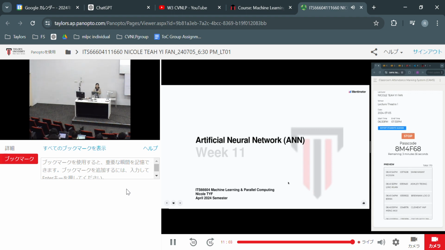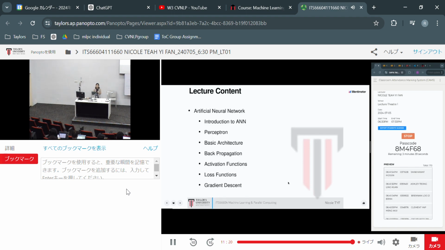So for today, we will be going through some of the basic principles that we need to know when it comes to artificial neural network. We'll first introduce you to ANN, then the basic unit of artificial neural network, which is the perceptron, the basic architectures that we usually see when it comes to neural network, backpropagation, activation functions, loss functions, as well as gradient descent, a question that some of your friends have raised last week. So last week, somebody raised a question about what is gradient descent, and today we'll be talking about it because it is very relevant when it comes to training a neural network.